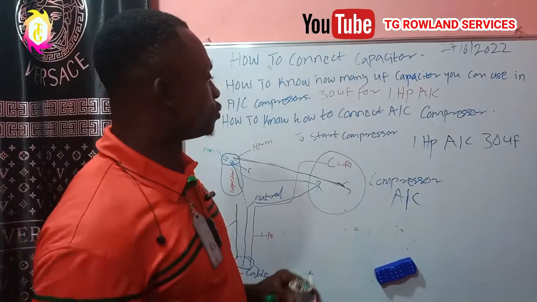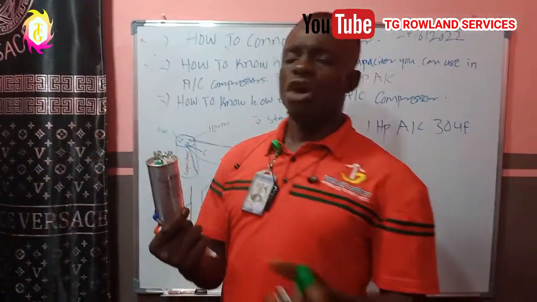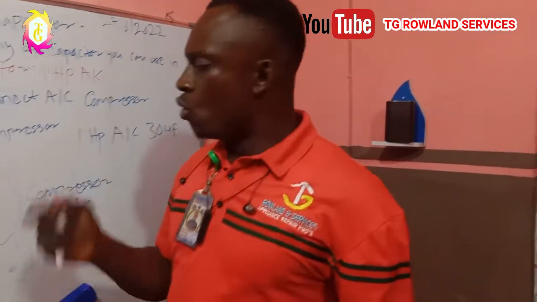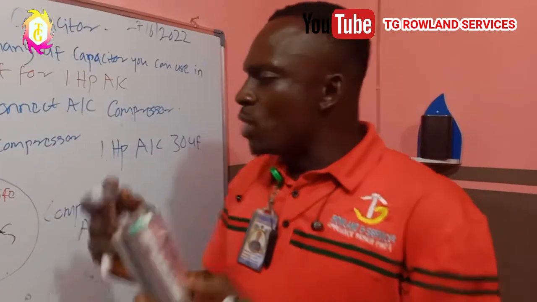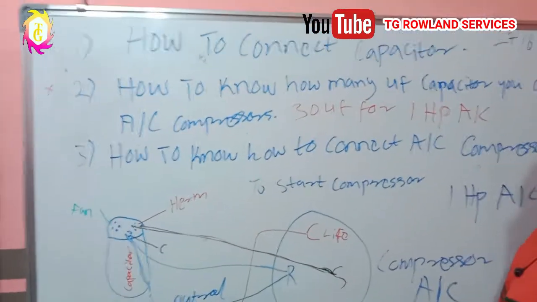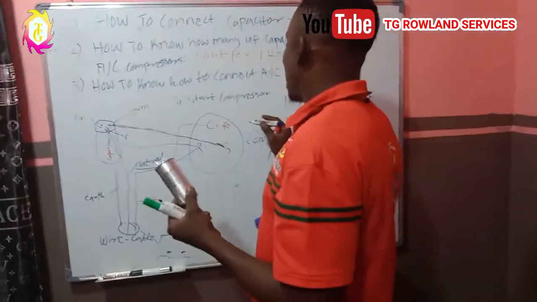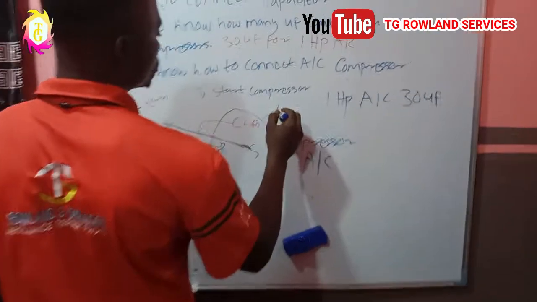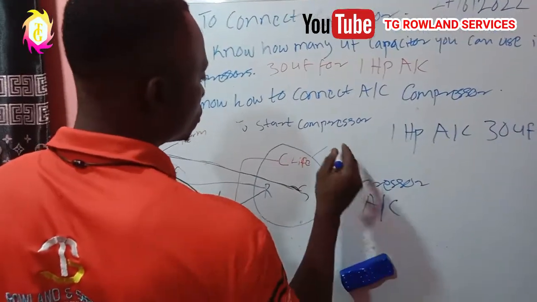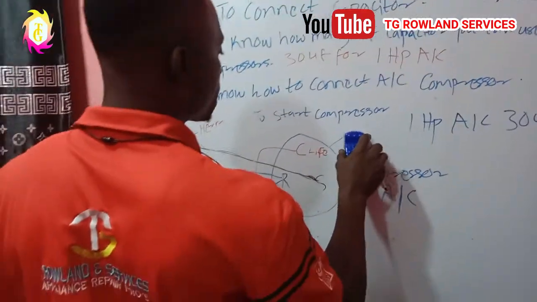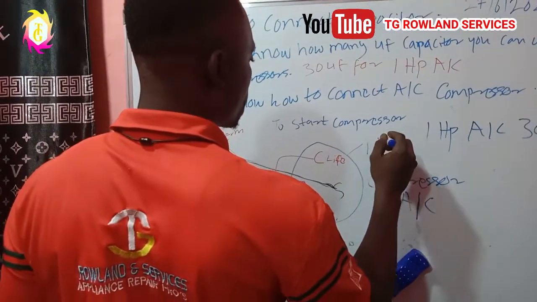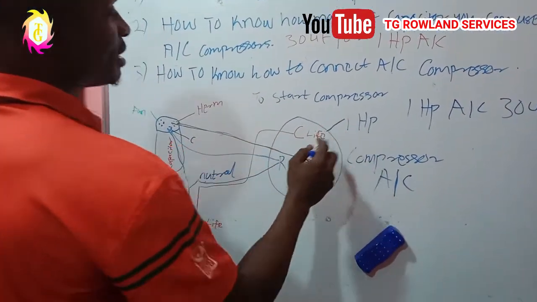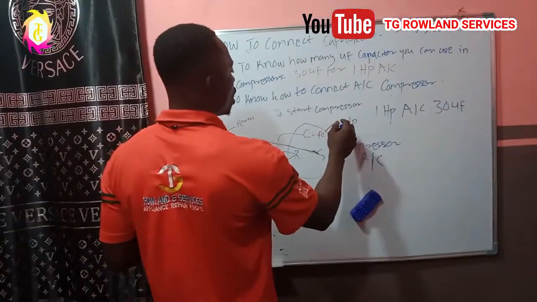an AC compressor. You cannot start an AC compressor without a capacitor. And based on what we have learned today, we have acknowledged how many UF capacitor can start a 1 horsepower compressor. This is 1 horsepower. This line represents a compressor, and this is a 1 horsepower compressor.